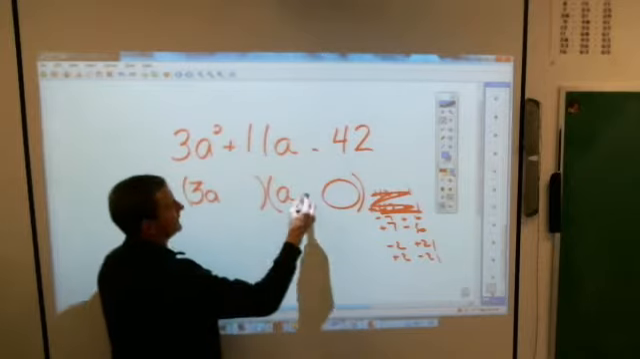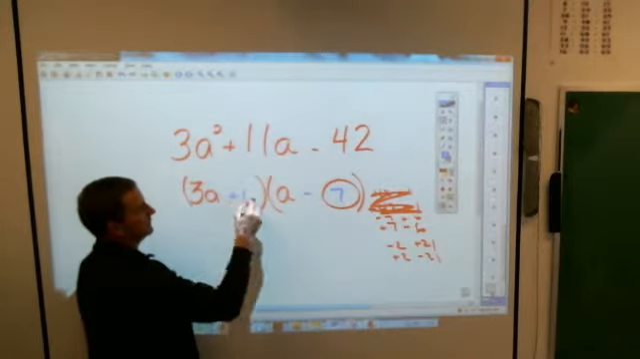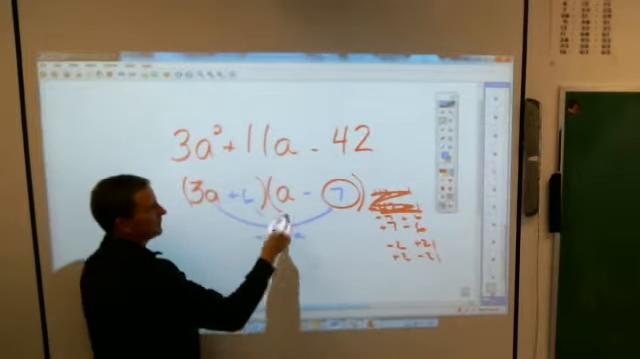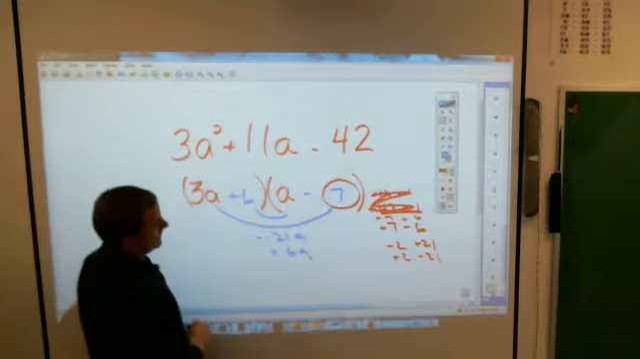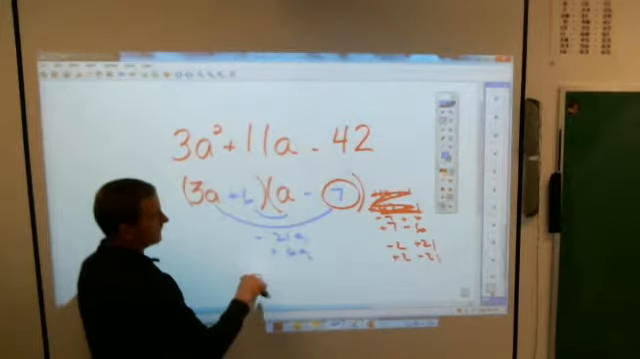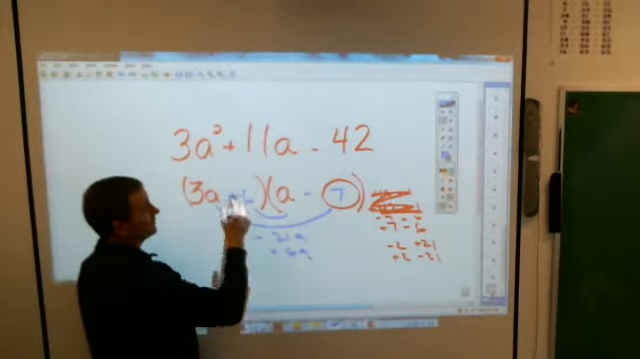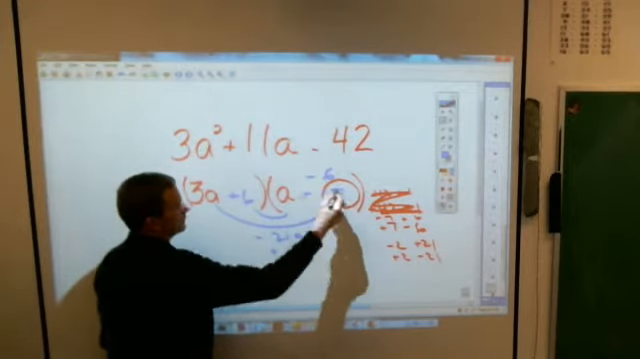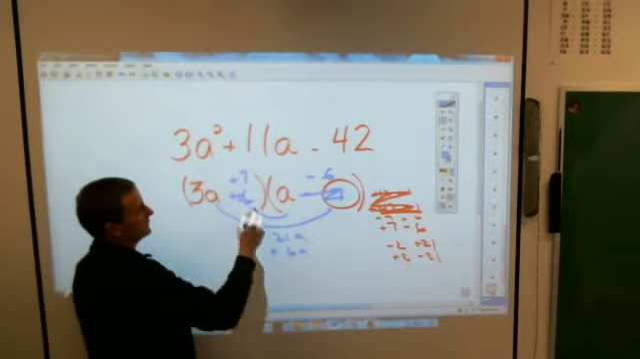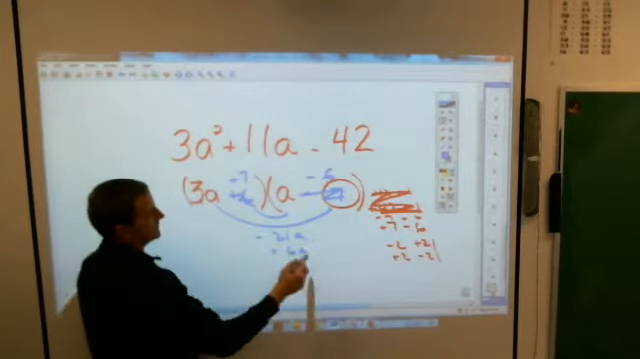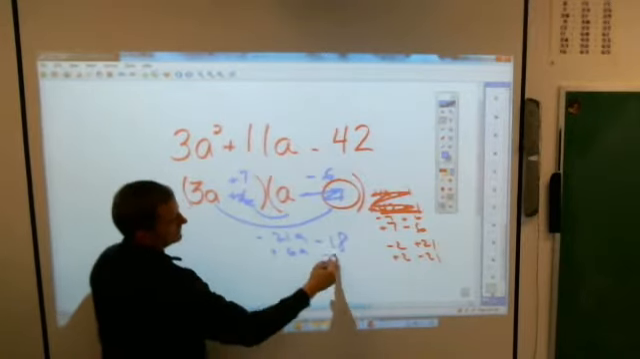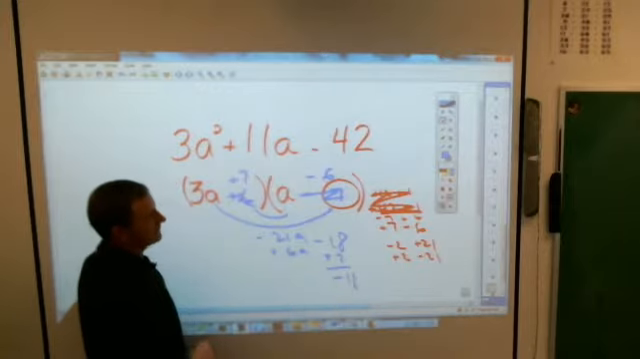Now let's try 7 and 6. If I put negative 7 here and a 6 there, that gives me negative 42. This times this is a negative 21a, and this times this is a positive 6a. I get a negative 15, which doesn't work. So what if I put the 6 over here? Let's say negative 6 over here and the positive 7 here. 6 times 3 is 18, that's a negative 18, and 7 times a is positive 7. That gives me a negative 11.